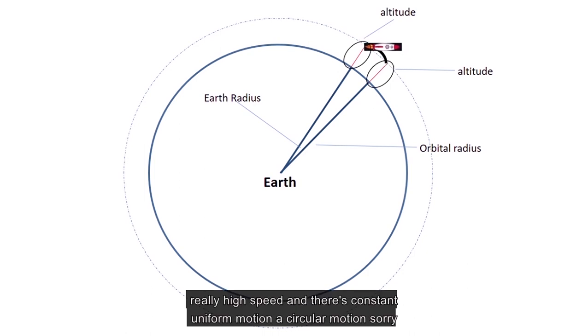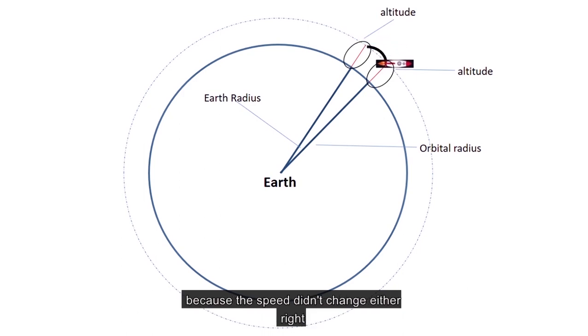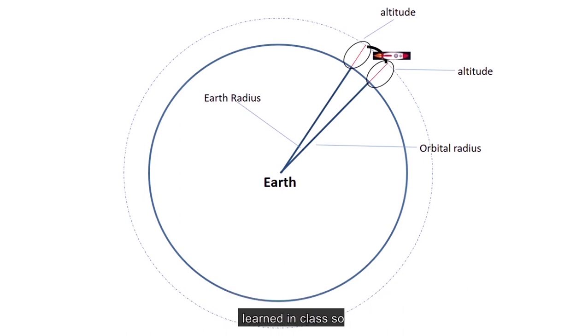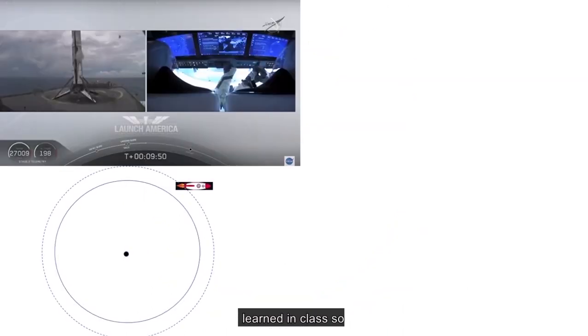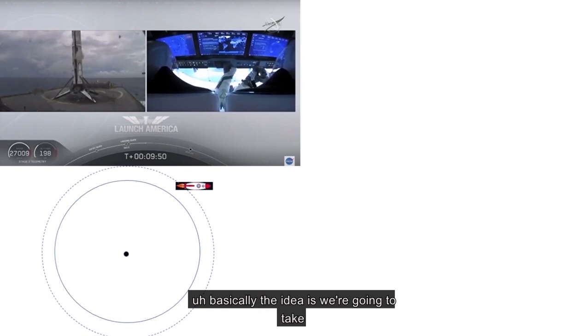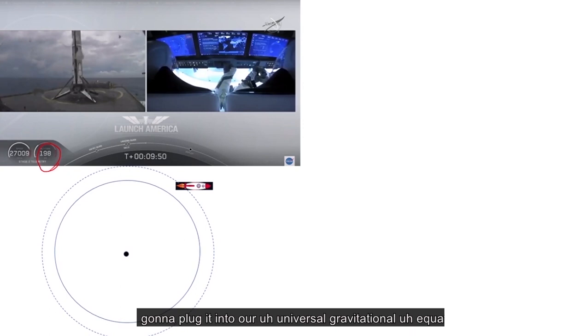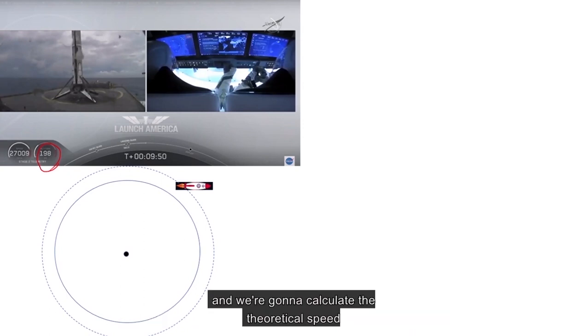And it's uniform circular motion, because the speed didn't change either, right? And we can use those data to actually verify some of the theories we learned in class. So basically the idea is we're going to take the altitude data, 198 kilometers above the ground, and plug it into our universal gravitation equation, and calculate the theoretical speed, and we'll compare it with the actual speed on the live video feed and see if our theory works.